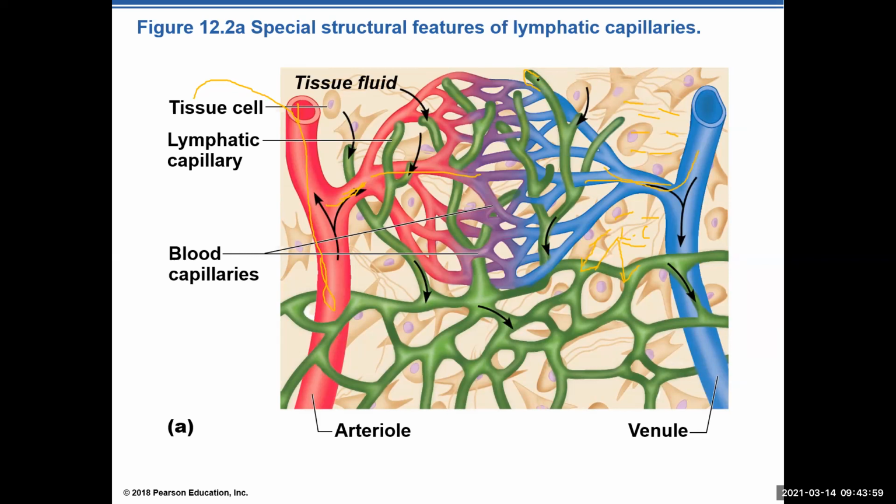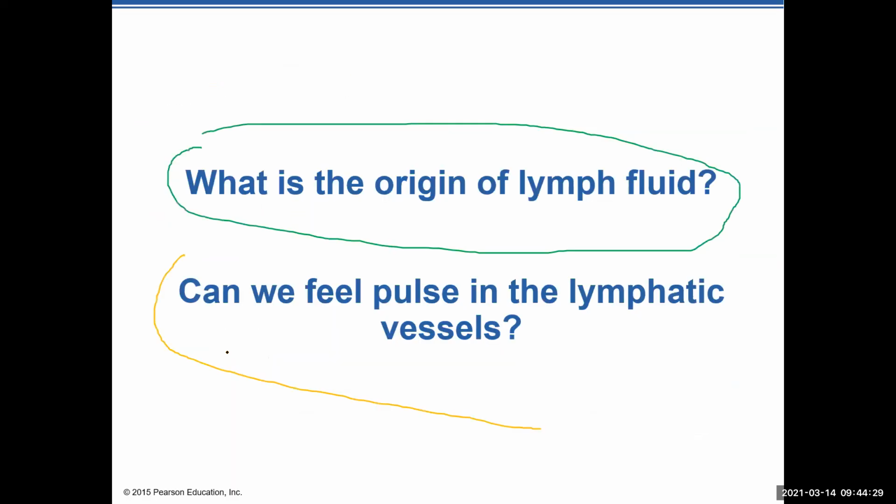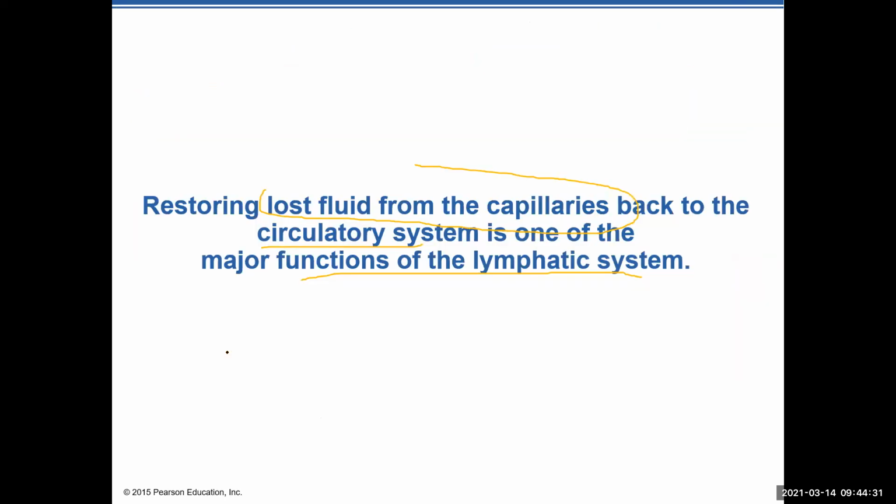The lymphatic capillaries are not fed by the arteries like your blood capillaries. So lymph flows only towards the heart, not out of the heart, because its source is this interstitial fluid, the lost fluid. So it travels into these lymphatic capillaries. Are we okay till now? So we cannot feel the pulse in the lymphatic vessels.